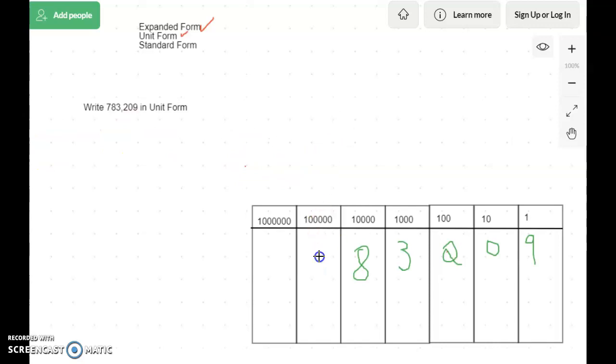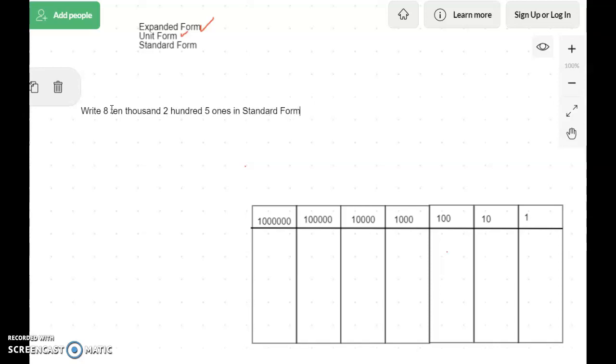You might see a problem that will say something like this. Now we'll talk about standard form. It might say write 8 10,000s, 200s, 5 ones in standard form. So remember, standard means regular. So we're going to write it in the regular, normal way.